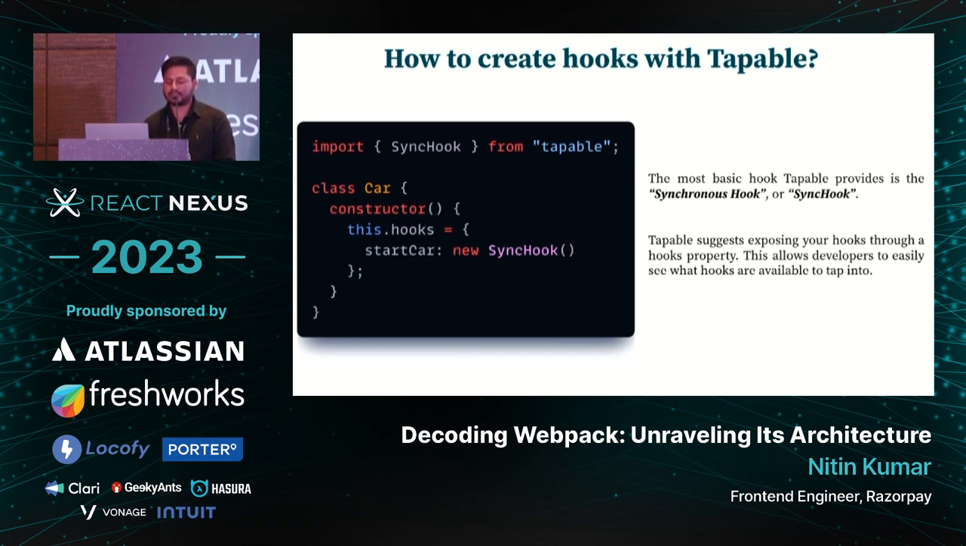So you create a class. Here we have created a Car class, and in the constructor we have defined a hooks property, this.hooks, and in this we have defined a startCar hook. In case you randomly open a Webpack code base, that will be a plugin file, and in that you can see this.hooks property, and you will be able to see all the hooks that particular plugin is exposing, in case it's not documented.